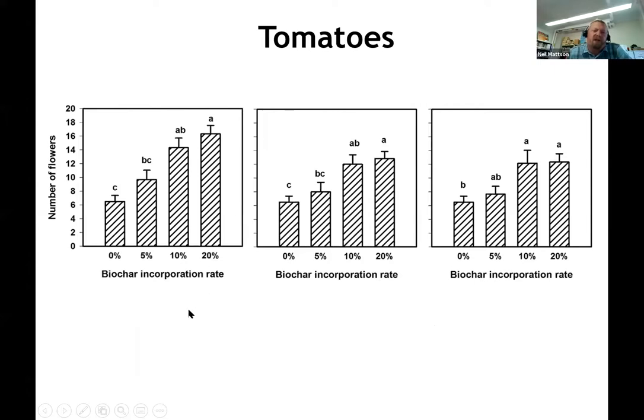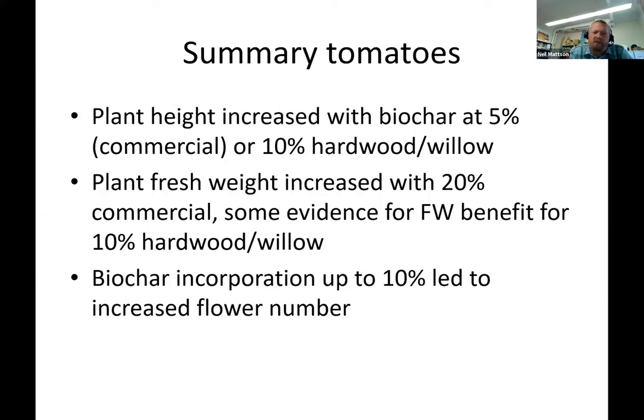Then this was interesting, and I don't know that I have a scientific explanation yet, but when we evaluated the plants, we did see an increased flower number as we increased our biochar incorporation rate. So for example, for the commercial biochar on the left, we increased from 6 flowers per plant to 18 flowers per plant at 20% biochar incorporation rate. So something about the biochar addition, the fertility status of the plant, maybe there could be other microbial things going on, but that led to an increase in flower number.